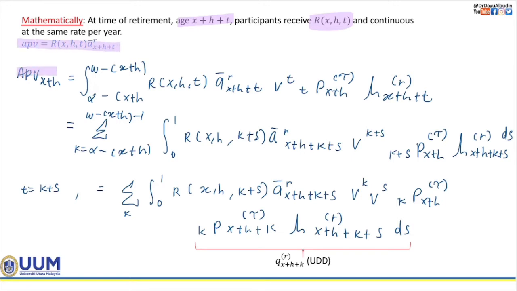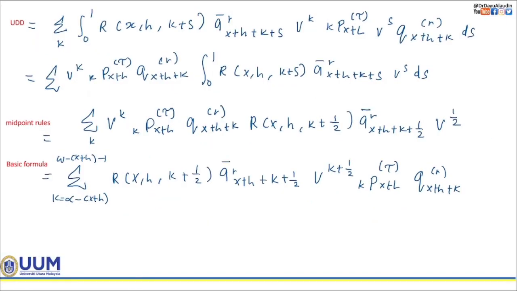And then how to find the APV at X plus H? We integrate all these components, and then using the UDD, we find this one. Then we use the midpoint rule, and finally we get the basic formula, which is this one. So the APV at X plus H uses this basic formula.